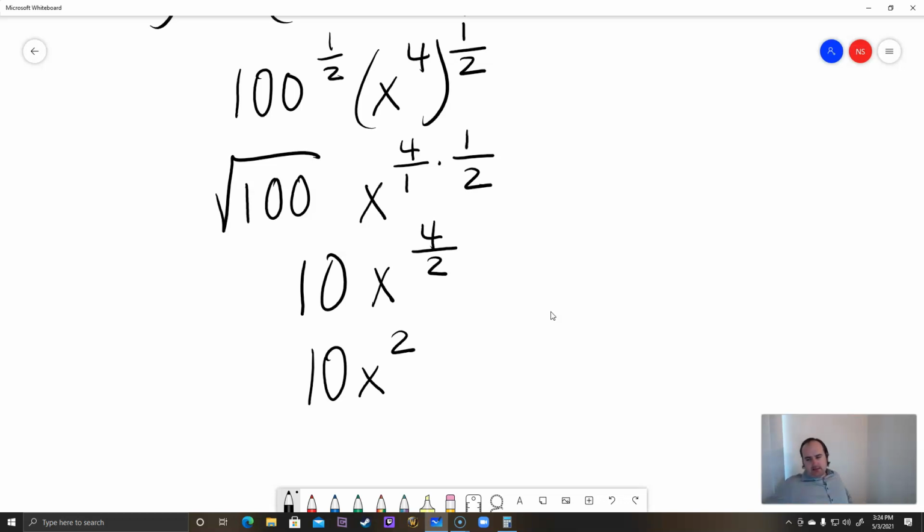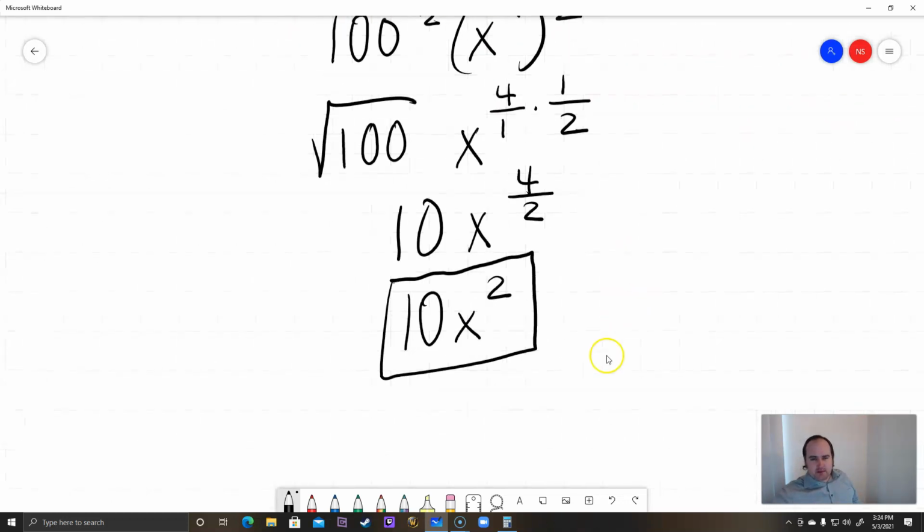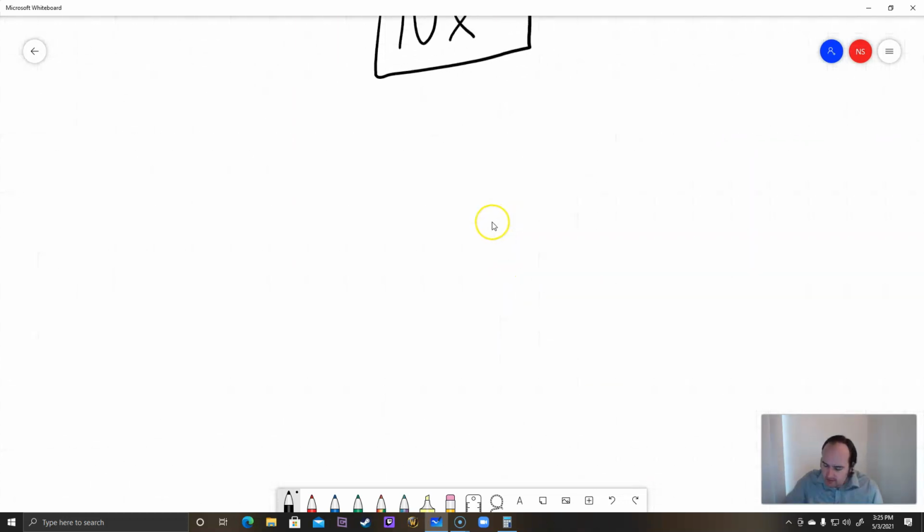Alright, and that's actually the whole problem. So 10x squared is your answer. Okay, so I just wanted to do one more example of rational exponents. So that was example number 3. Let's take a look at example number 4.